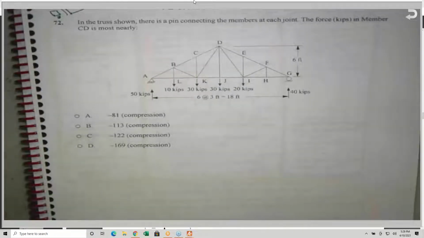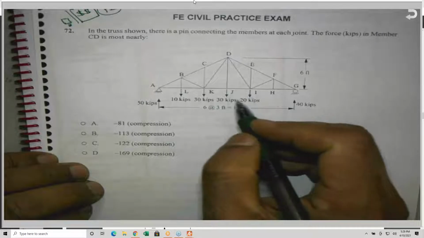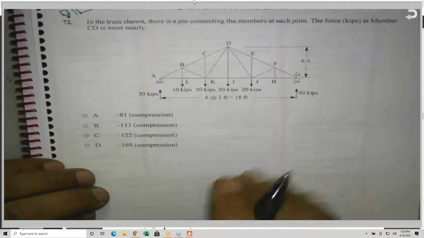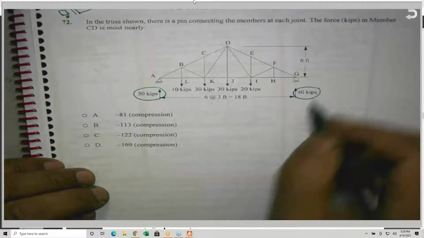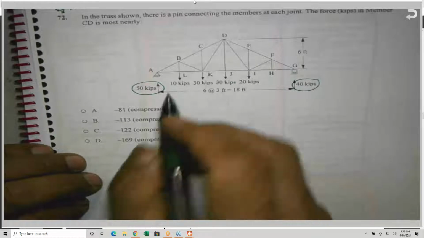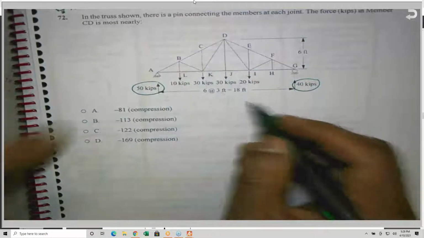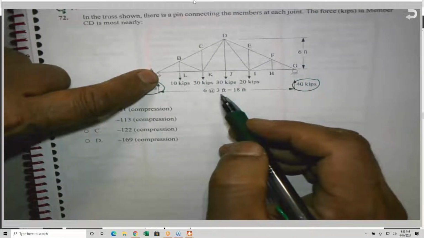I'm looking at this problem here, and I need to decide: do I need to find the external reactions or not? Oh, he is nice. He gave them to me. But if they are not given, I need you to ask yourself, do I need to find the external reactions? How did he come up with the 40 and 50? Some moment, by the way.